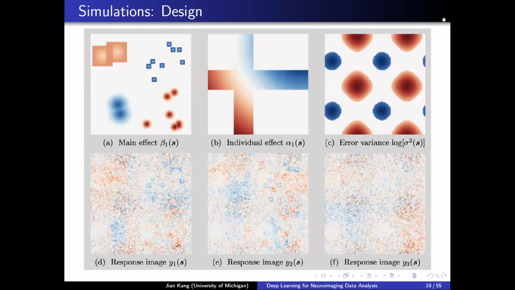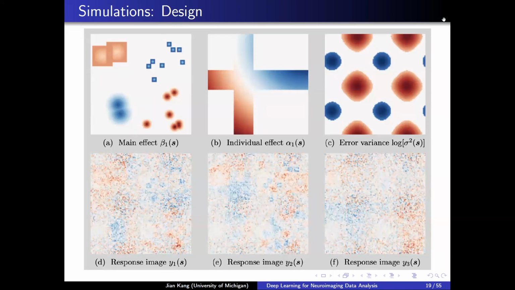We also have these individual effects, which can have a quite different pattern from the beta. We also have this other variance, which can also be quite different, with a different large scale. If you combine all those things, it's a very hard problem. We're also trying to reduce the sample size. We do not have a much larger n, the number of images, basically. So this gives you a few examples of what the observed data looks like.